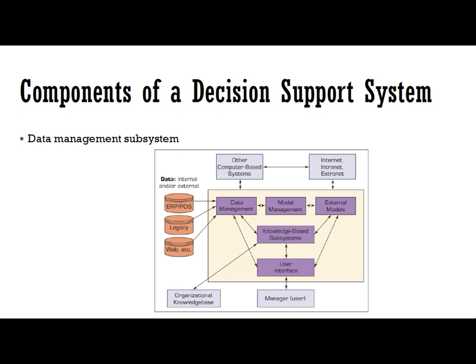Components of the decision support system: data management subsystem. As we see over in our diagram on the left, we have the three databases: the ERP, point of sale system, legacy, and web. All this comes in across the top: other computer-based systems, internet, intranet, and extranet. The data management, model management, and external models, all this feeds into the main knowledge sub-based systems, user interface, and then the output we get is managers, users, and organizational knowledge base.